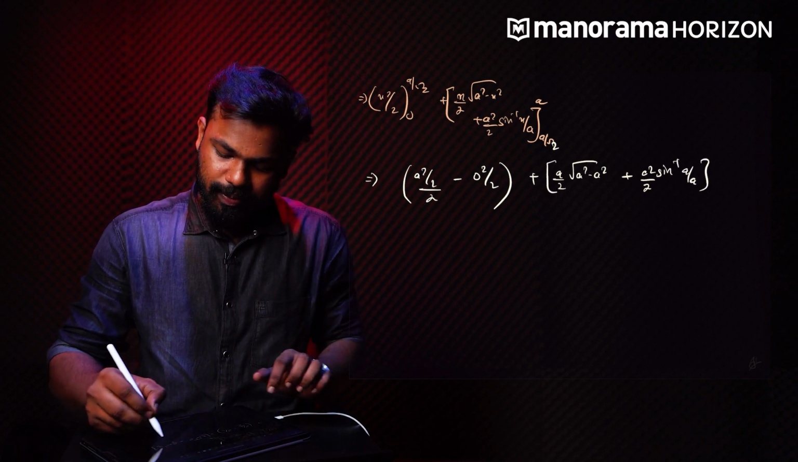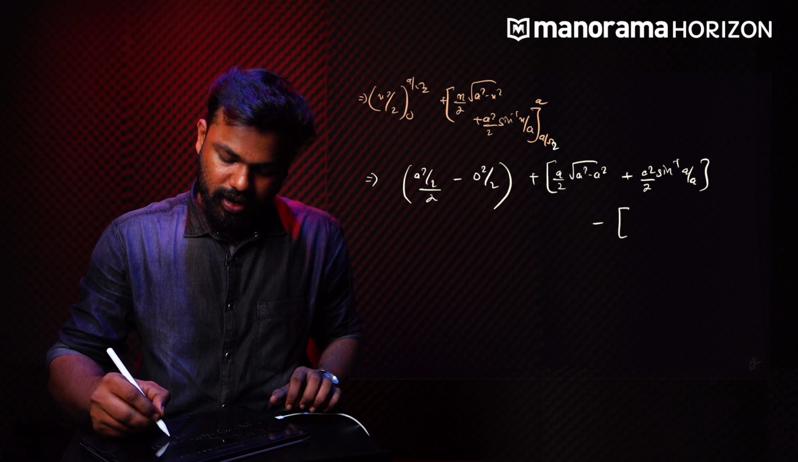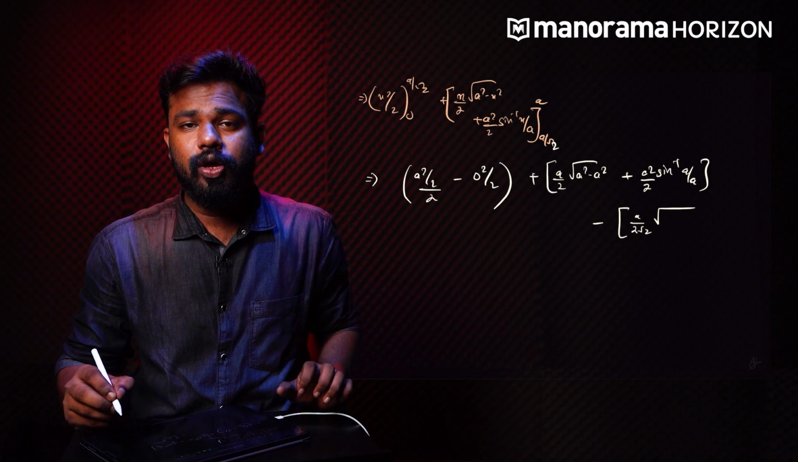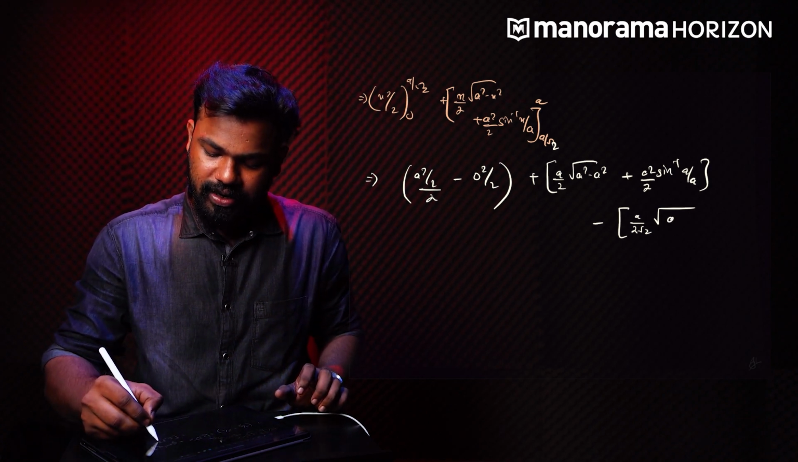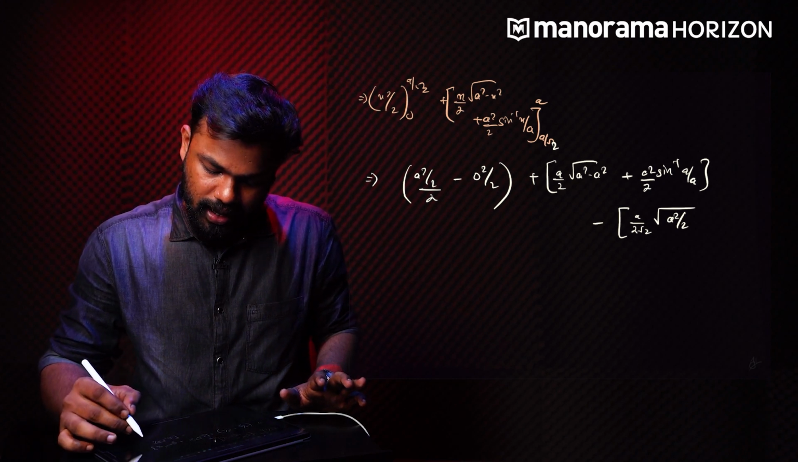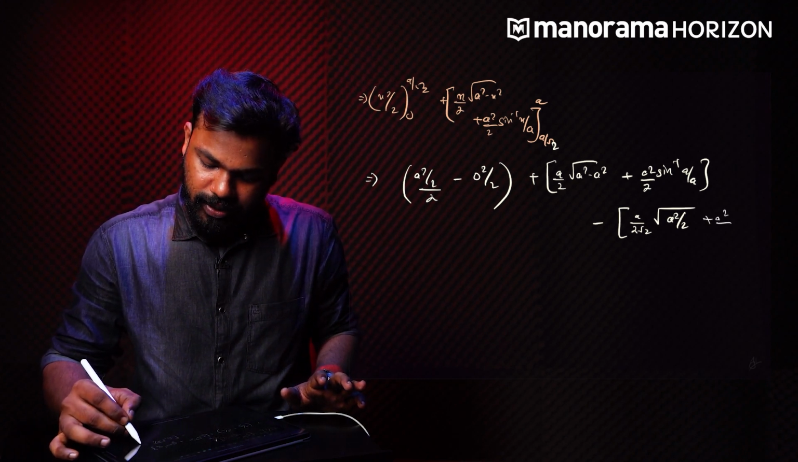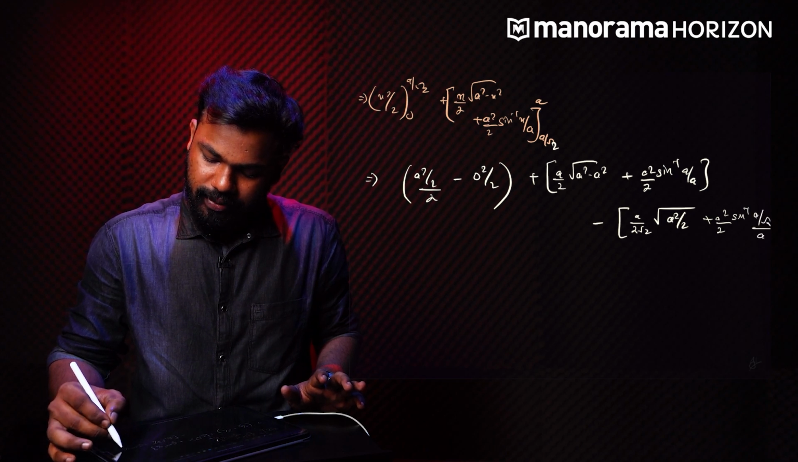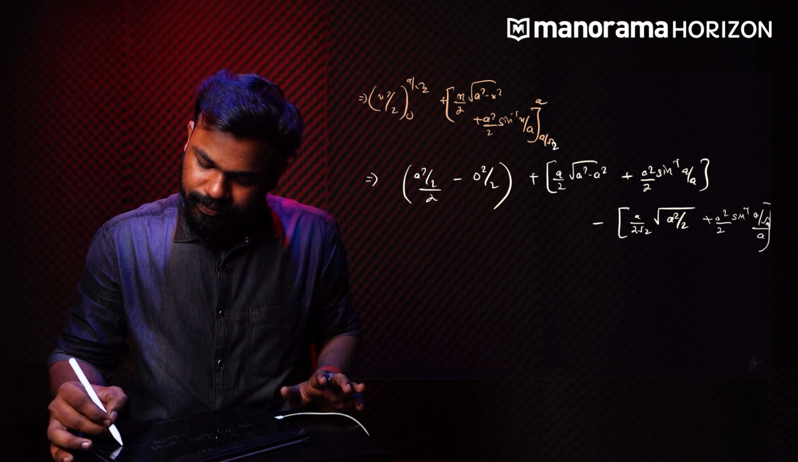Yes. And when I apply the lower limit, that is a by root 2, I will be getting a by 2 root 2 the root of a square minus, what is a by root 2 square? It is a square by 2, and inside it will be a square minus a square by 2 is a square by 2 itself, plus a square by 2 sine inverse a by root 2 by a. So that is what we get.